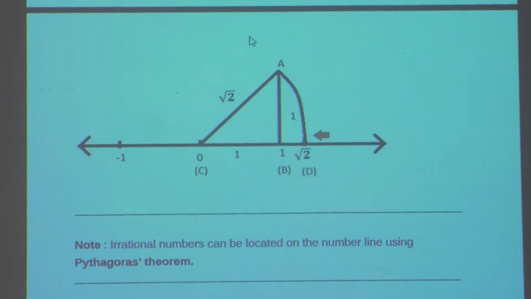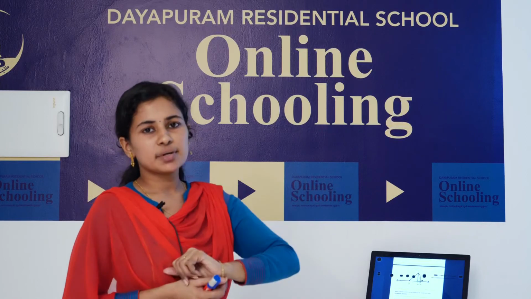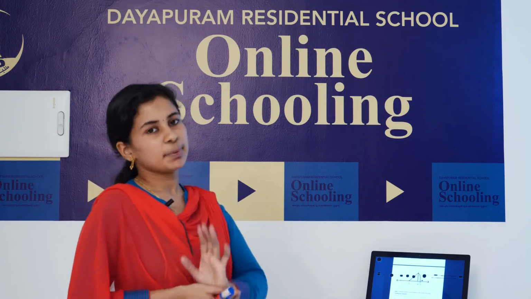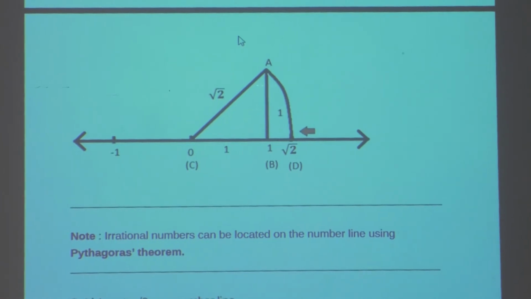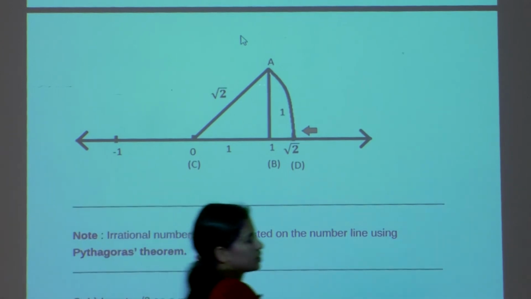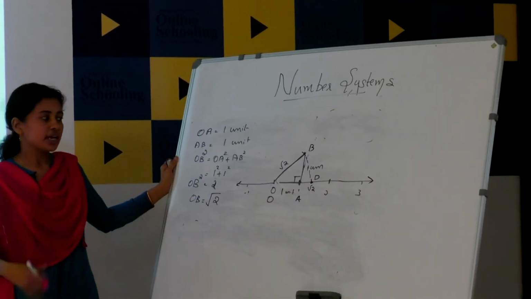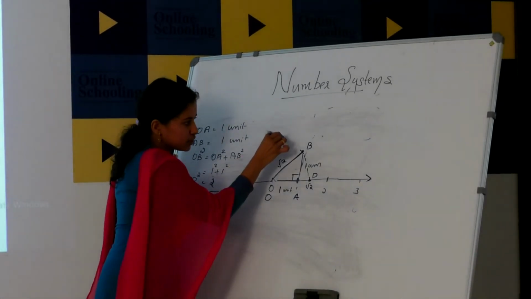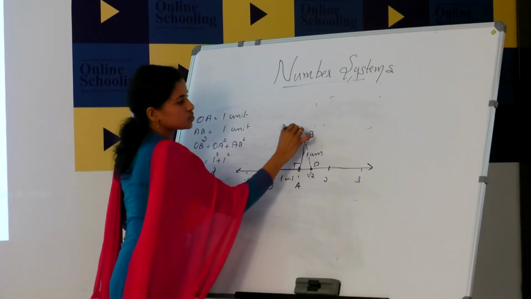So, any irrational number like root 2, root 3, etc. is represented on a number line by using the Pythagoras theorem. Here we drew root 2 on the number line. What about root 3? Here OB is root 2, with a 1 unit perpendicular length. Next, I draw a 1 unit perpendicular to OB. This is also 1 unit.